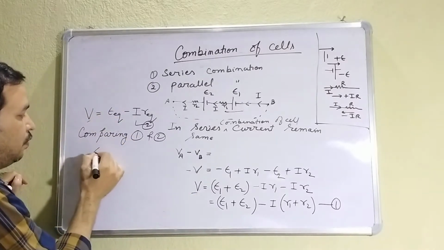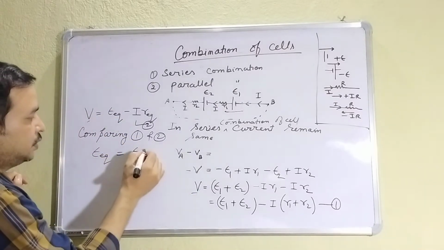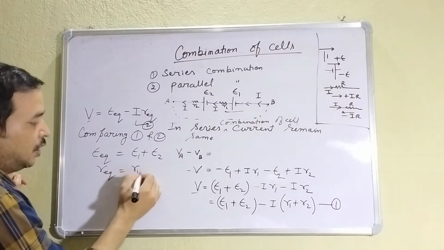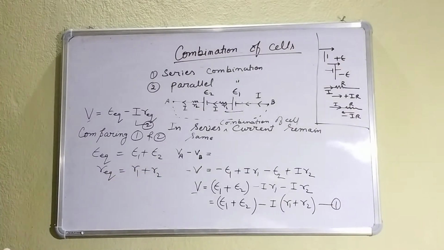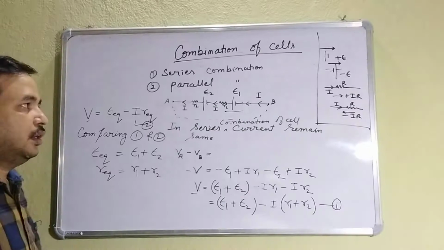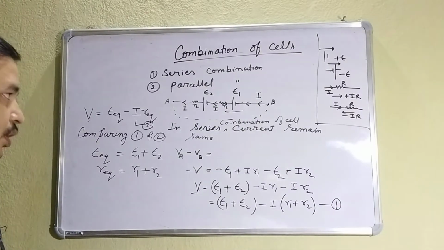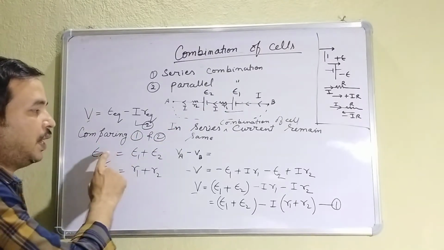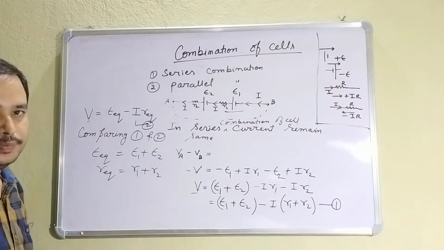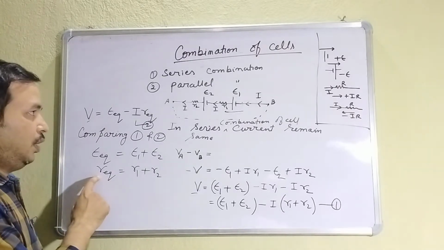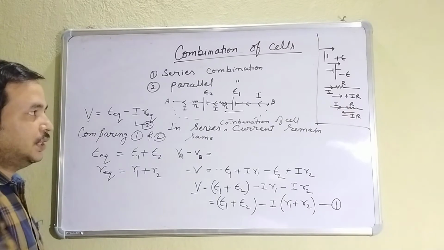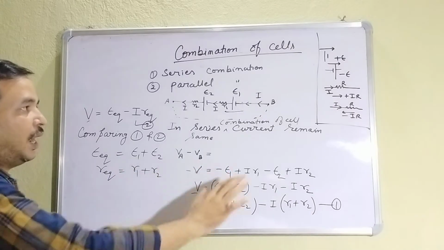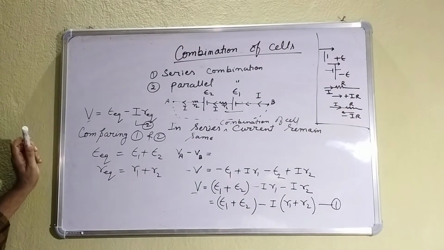Now what is E equivalent? That is E1 plus E2. And what is the net equivalent internal resistance? R1 plus R2. So what we have concluded is that if the cells are connected in series, then the net EMF, what will be the net EMF? You have to add the EMF of all the cells. Now, if the cells are connected in series, then what will be the total equivalent internal resistance? You have to add all of them.